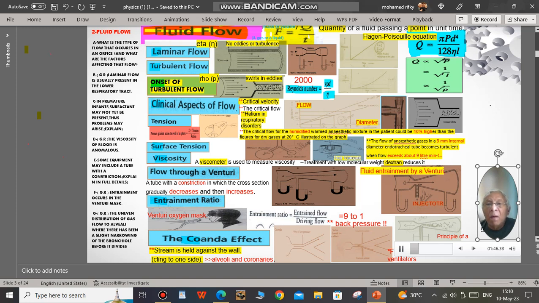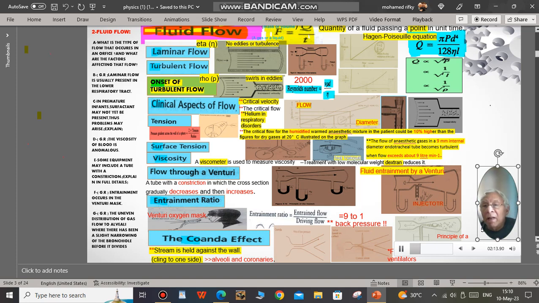Regarding the turbulent flow, as we can see, it is a complex formula, so we don't have an equation, but we have a correlation. The flow is proportional to the square root of the pressure difference, inversely proportional to the square root of length, and inversely proportional to the density, which is called rho. The onset of turbulent flow is noted by what we call the Reynolds number.